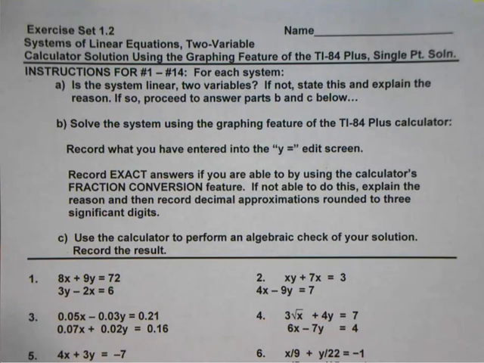The instructions are here. Part A. Is the system linear, 2 variables? If not, state this and explain the reason. If so, proceed to answer parts B and C below.